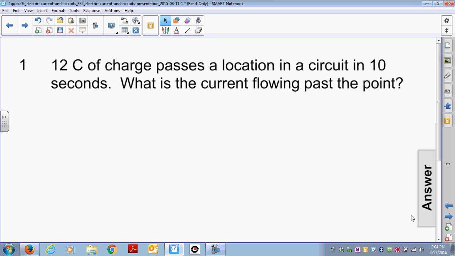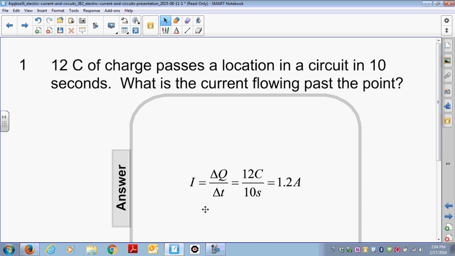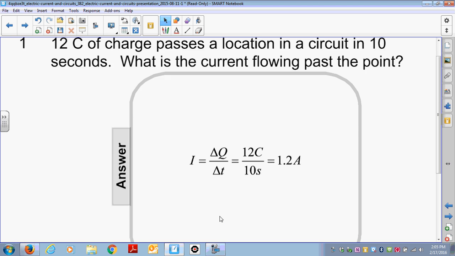12 coulombs of charge passes a location in a circuit in 10 seconds. What is the current passing through the point? Go ahead and pause the video to solve this problem. Okay, so let's check your answer. You should have used that the current is equal to delta Q over delta T, which is 12 coulombs divided by 10 seconds, which gives us 1.2 amps.